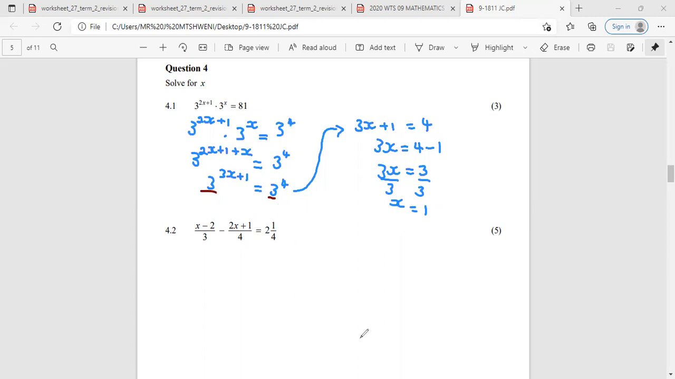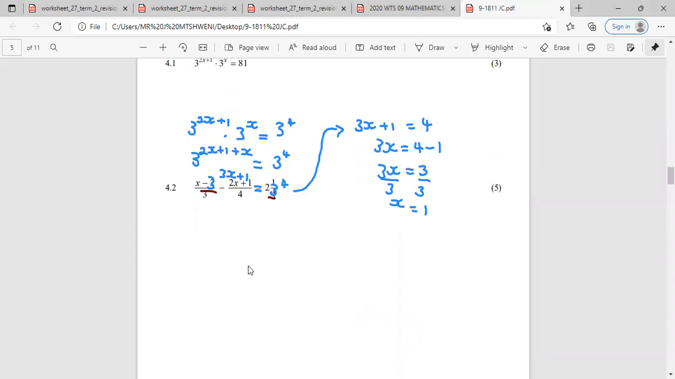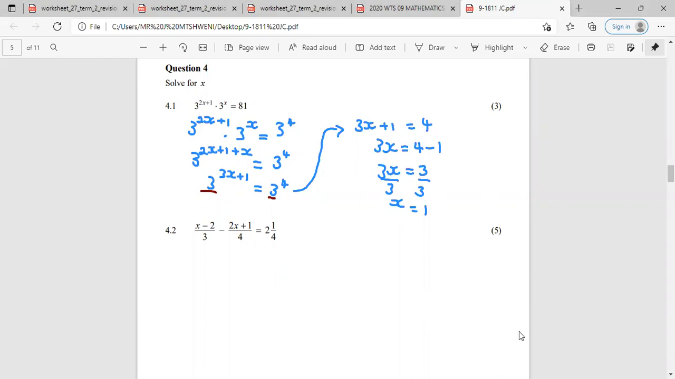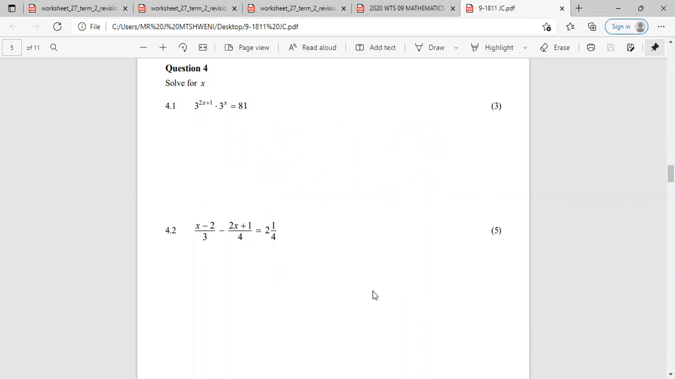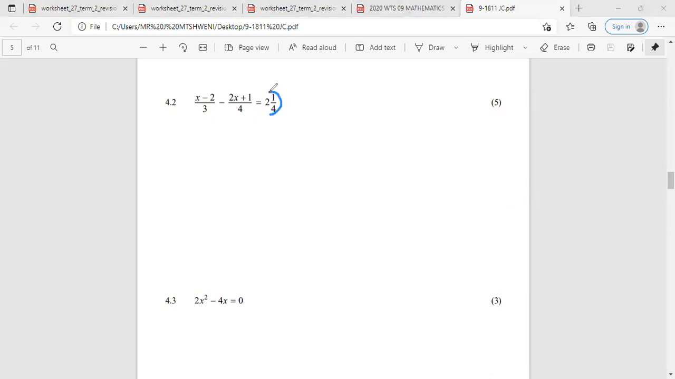Now let us come to this one. Let me erase first so that we can continue. Okay, come to this one. Here we're dealing with fractions. Before you even continue, you have to solve this one.